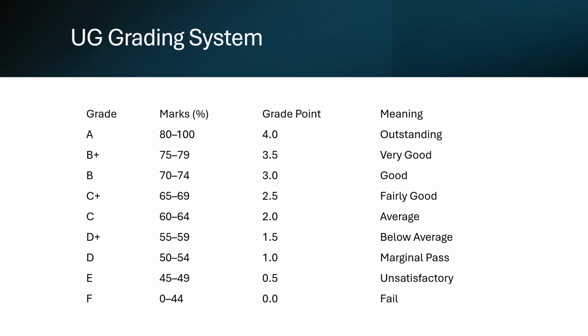As you can see, this is the UG grading scale. For example, an A, if you score 90 to 100, gives a grade point of 4.0. If you score from 75 to 79, that's a B plus, with a grade point of 3.5. A B is a grade point of 3. If you're asking where I got that grade point from, this is the grade point for the University of Ghana for A, B plus, B, C plus, C, D plus, D, E, and F, as listed here.